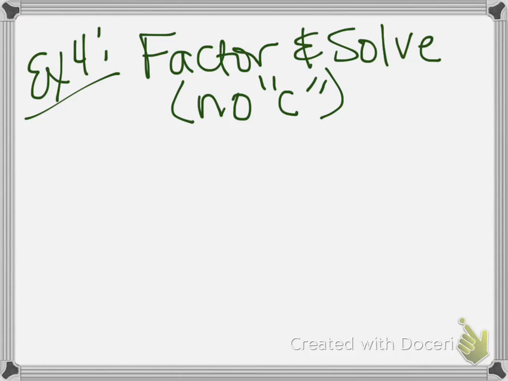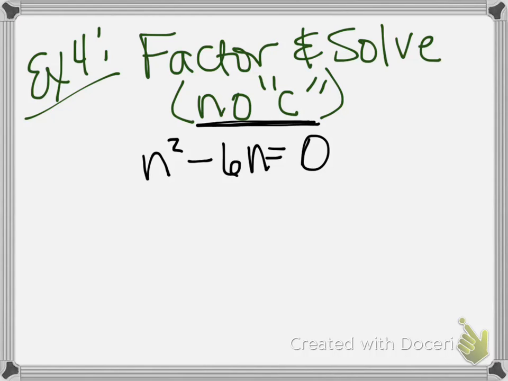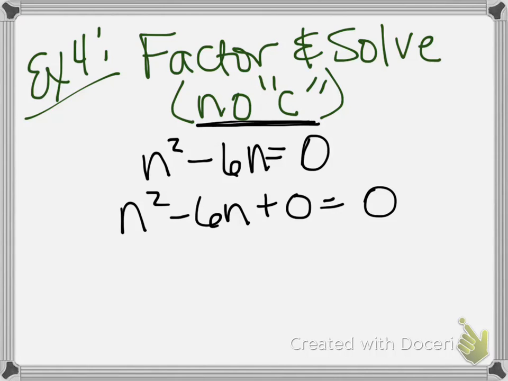Okay, so let's look at another problem similar to this. It's n squared minus 6n equals 0. And the difference in this problem is that there is no c. So that might be really confusing. So what I'm going to do is write n squared minus 6n plus 0. So basically what I've done is I put 0 in the position where c should be.